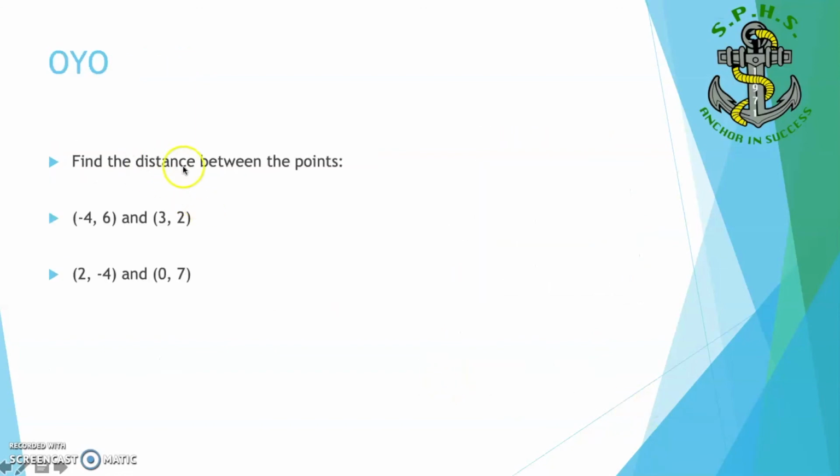On your own, find the distance between these same 2 points that we used to find the midpoint.